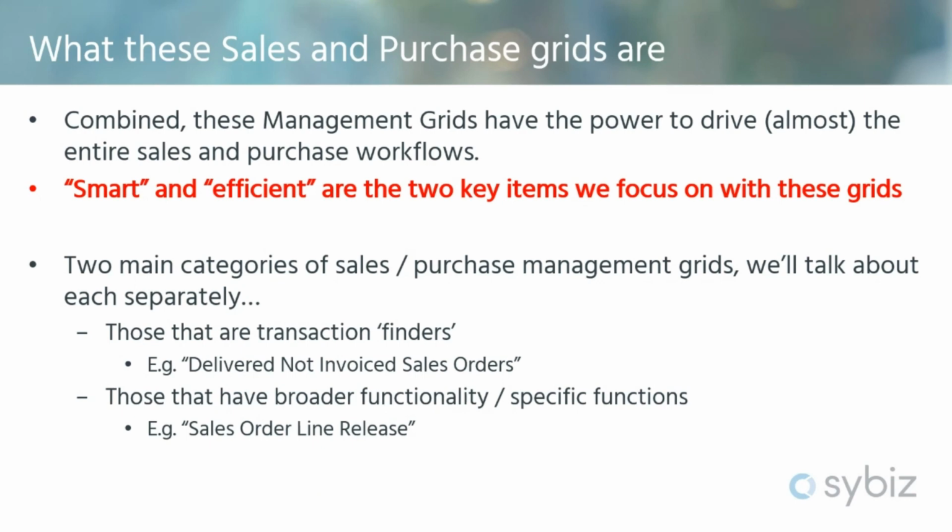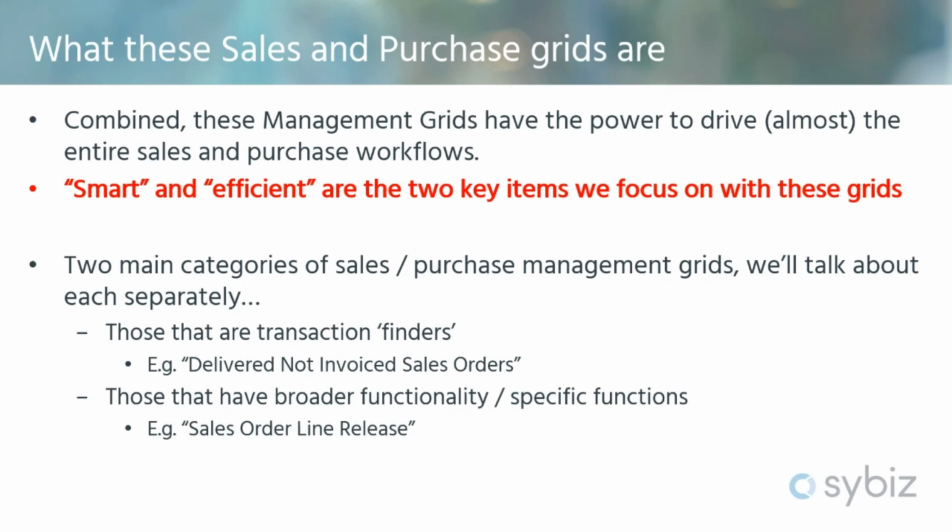It's sales orders that have been delivered and haven't been invoiced. And they're all exactly how they sound on the tin. And they're sort of one category. And the other one is grids that have a much more broad functionality, but usually it performs a specific function.